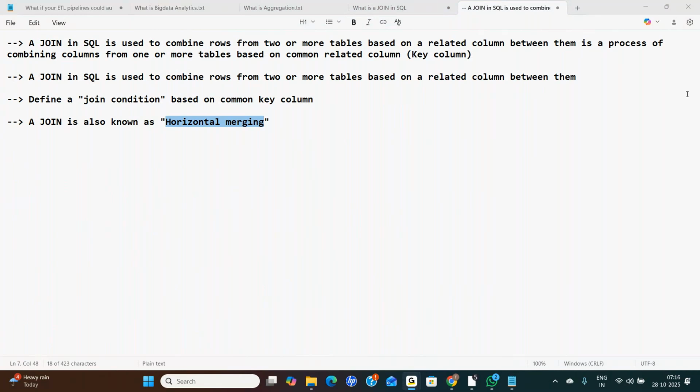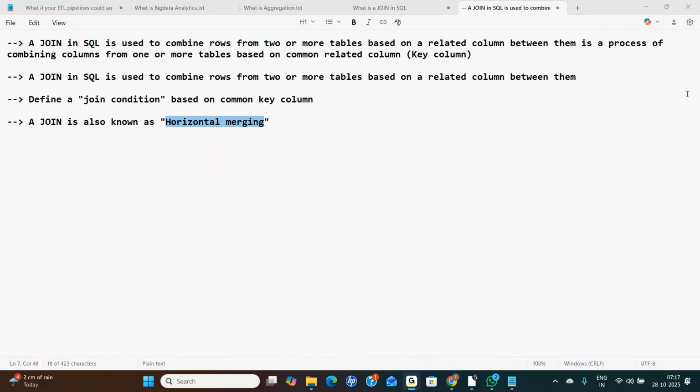In the silver layer and in the gold layer, depending on the requirement, we implement the data merging process. Basically, data merging is categorized into two types: horizontal merging and vertical merging.